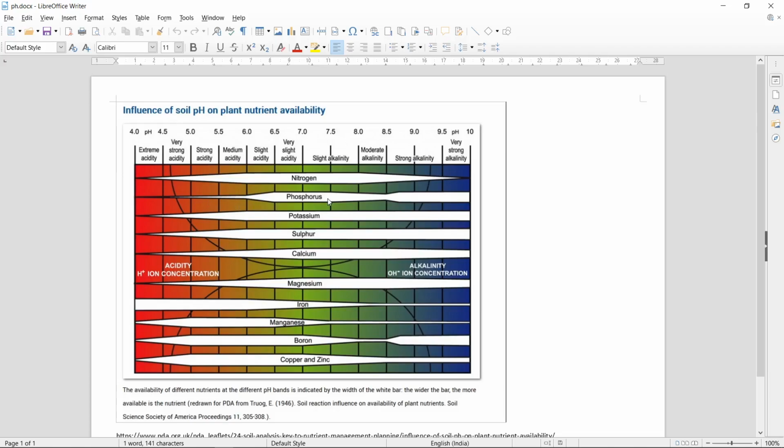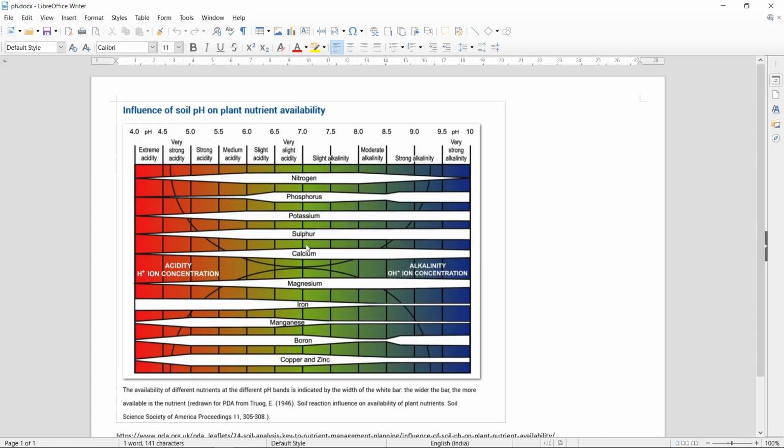It is available ideally in a slightly alkaline or slightly acidic soil, and it's available in excess quantity in very alkaline soils. Same for potassium. Very high alkalinity leads to excess potassium, which is also not good, and very high acidity also leads to low potassium, so both are harmful. So actually the ideal range for plant growth is slight acidity or slight alkalinity. So this is the ideal range, 6.5 to 7.5 for plant growth.